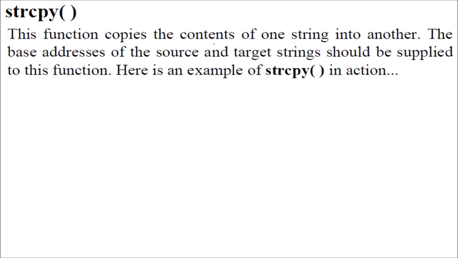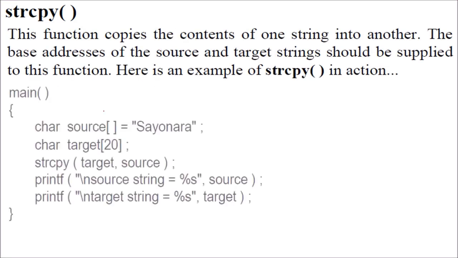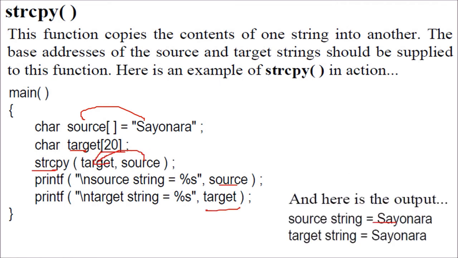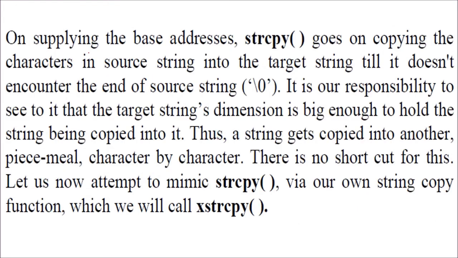strcpy, string copy. This will copy the content of one string into another. So we have source and target. See here, we have a source sayonara, we have a target. We have not initialized it. We are saying strcpy, the source content will be copied to the target. If you now print source and target, both are going to show you sayonara. We are just supplying the base address and copying it from the first character, character by character.